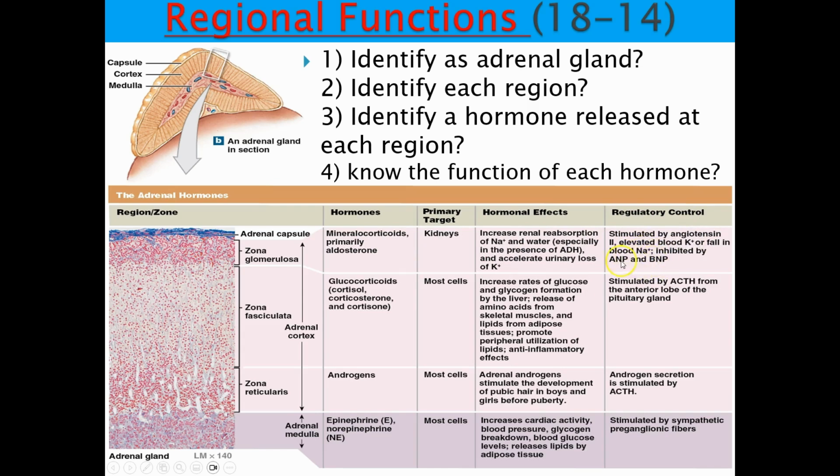Okay, and then we're also going to learn about ANP and BNP. These are called natriuretic peptides, and these are going to do the opposite. Instead of increasing blood pressure, these are going to decrease it. So when we have high blood pressure, these would be what we would be secreting to try to decrease it. All right. So that's the main point of aldosterone.